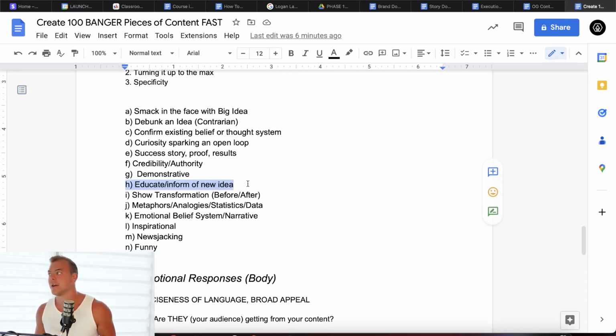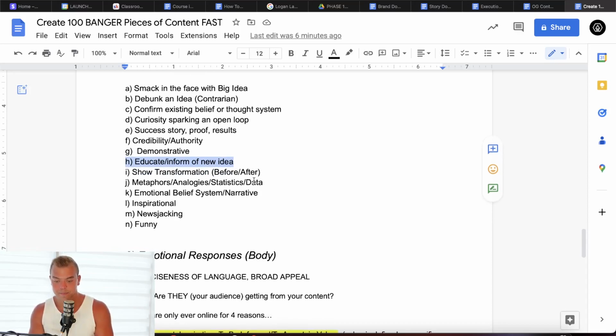Like in the right-wing health circle five years ago or whatever, fluoride being bad for your health was a new idea. Seed oils being bad was a newer idea, right? Show transformation. How can you show what happened before, what happened after, right? Metaphors, analogies, statistics, data. This is like the stat that 1 in 3 men in the past year haven't had sex, right? That's a metaphor.